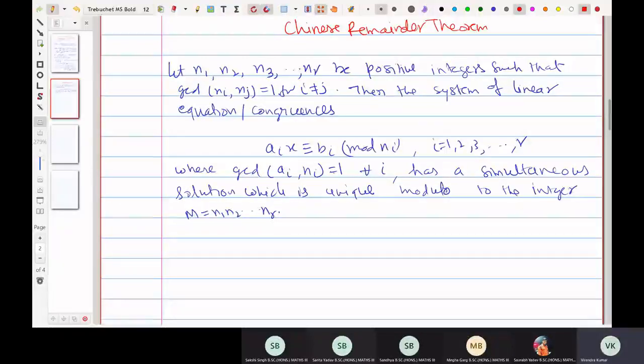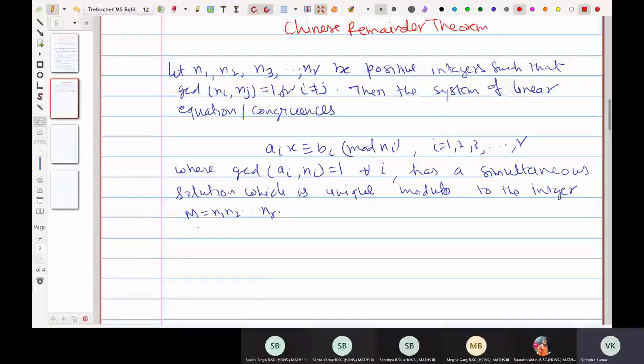And moreover, ni and nj have also been assumed to be relatively prime. With these two assumptions, these linear congruence equations will have a simultaneous solution, which is unique up to modulo m. It means that any solution you take will be equivalent to the particular solution you have obtained.